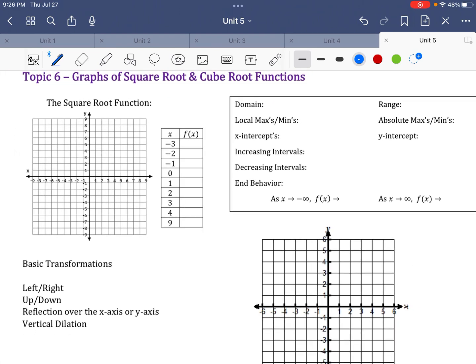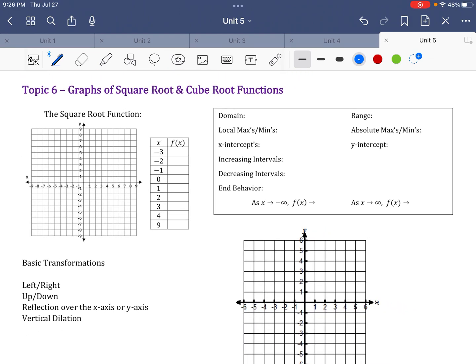All right, so in this chapter we have two new functions to know how to graph. There is a square root function. So the square root function looks like this: y equals the square root of x, or it could be f of x equals the square root of x. Either way, you can't do the square root of a negative number, right? Because we're not graphing imaginaries, this is a real number system.